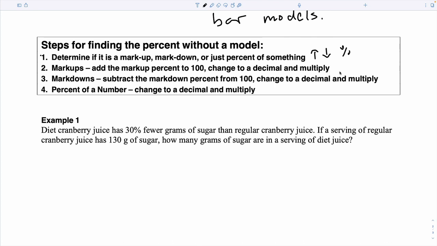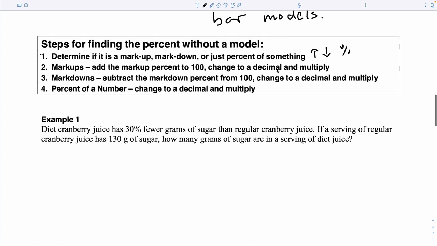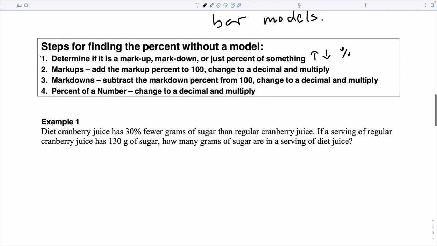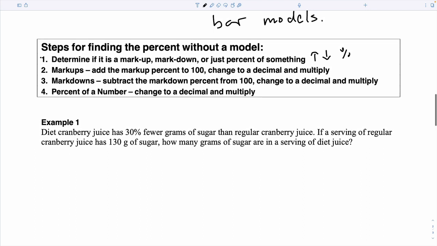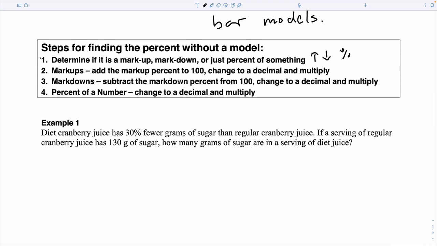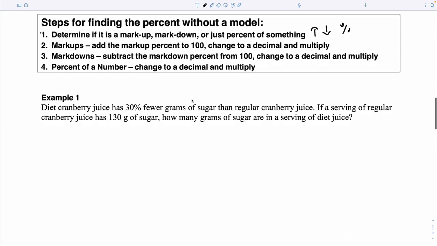Then, if it's a markup, add the percentage to 100%. Change it to a decimal and multiply. If it's a markup, I add to what number? The percentage to 100. Add 100 to the percent and then change to a decimal. If it's a mark down, you subtract the percent from 100, change to a decimal and multiply. If it's just a percent of problem, you don't have to add anything or subtract anything. Just change it to a decimal, then multiply.